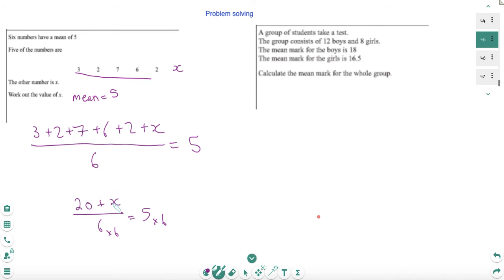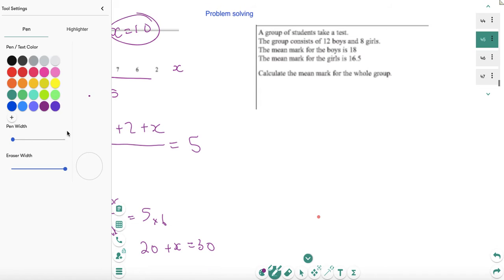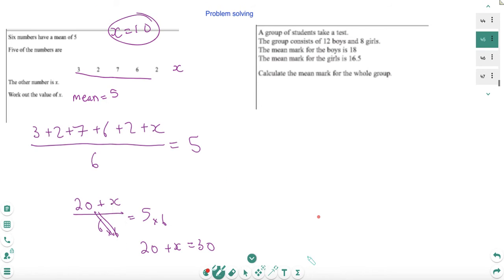So we're trying to get x by itself. So I'm going to get rid of this 20 and get rid of the 6. x is being added to 20, then divided by 6. So I'll get rid of the 6 first. So that cancels out, and it's going to be 20 plus x equals 30. 20 plus what is 30? x must be 10. And that's our answer. x equals 10.